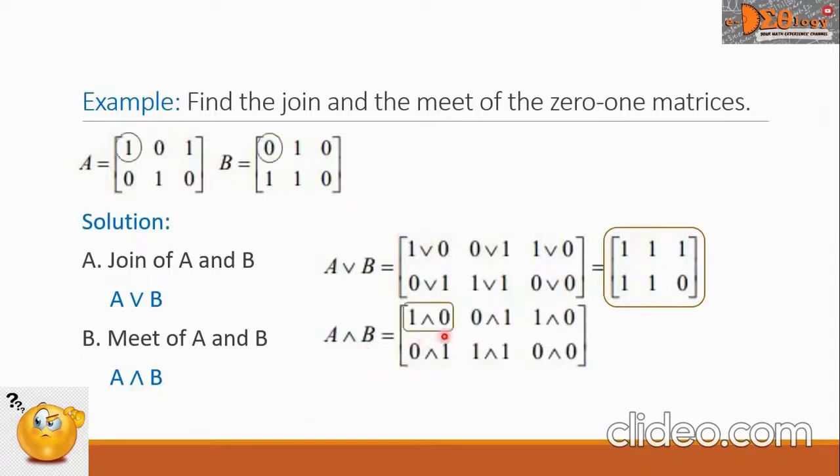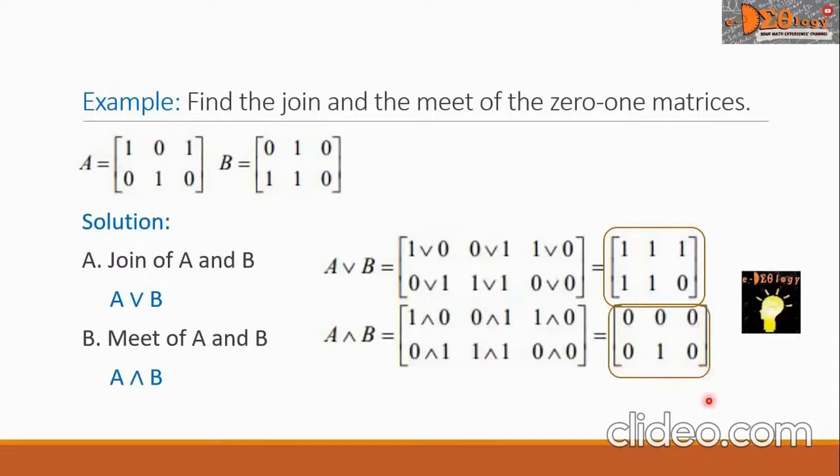For the first entry, we have 1 and 0 is 0. 0 and 1 is 0. 1 and 0 is 0. 0 and 1 is 0. 1 and 1 is 1. 0 and 0 is 0. So the meet of A and B is the matrix 0, 0, 0, 0, 1, 0. These are the final answers.